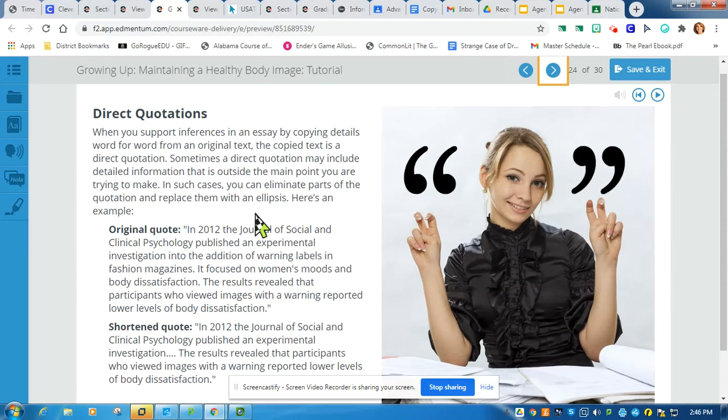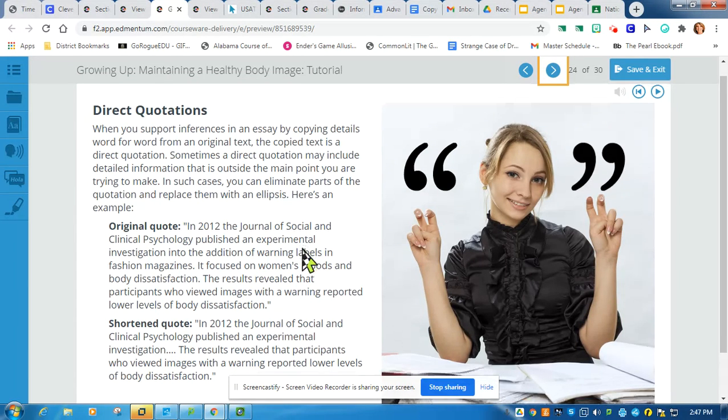Next, direct quotations. This is sometimes known as a citation. When you are using quotes from your informational text, we call those direct quotations. And you have to punctuate them correctly with quotation marks, because that shows that you're using the exact words from the quote. You're giving someone else credit for that information.